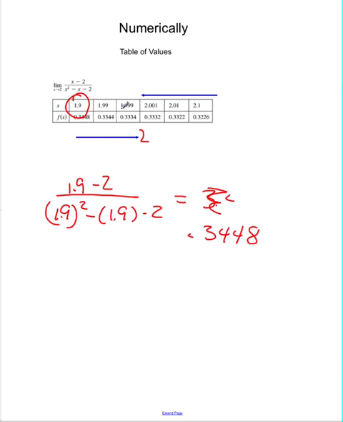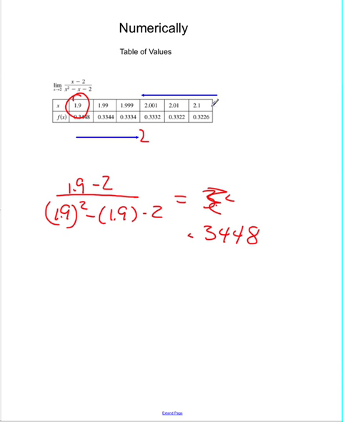When you do this for each one of the terms, going to the left, you can see it goes to 0.3448, 0.3344, 0.334. So it's getting smaller towards, it looks like about 0.33.